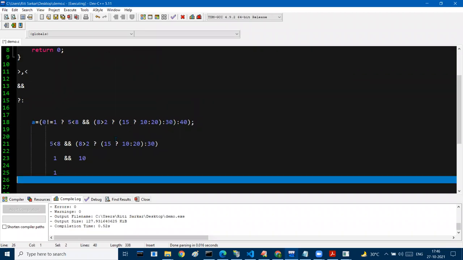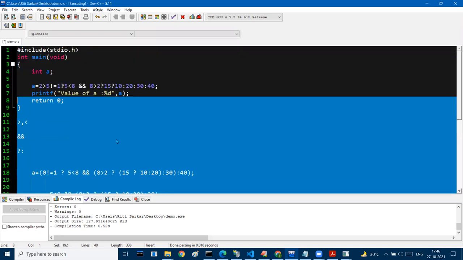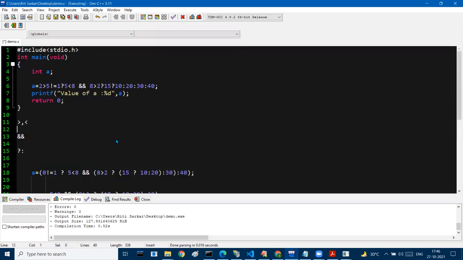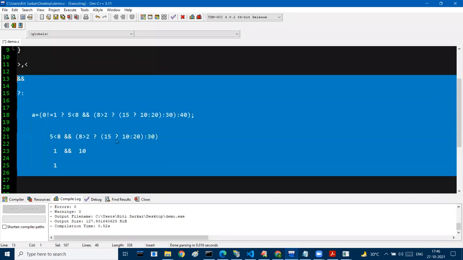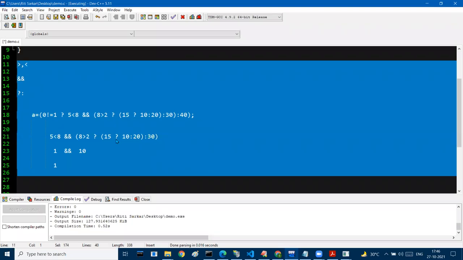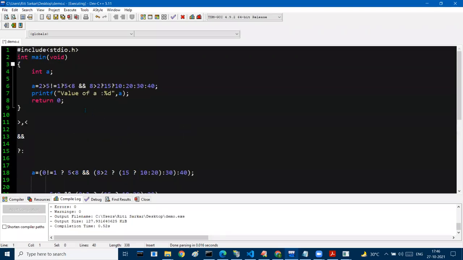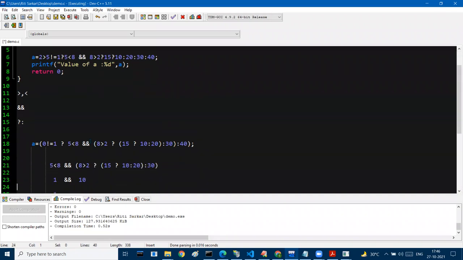So I'm giving you this as homework. When we come to the next session, you have to tell me how this result comes. I already told you why one should not come into the picture. You have to identify why the answer should come as 10, where we have to give the priority as per the precedence and associativity, so that we can bring the answer as 10.